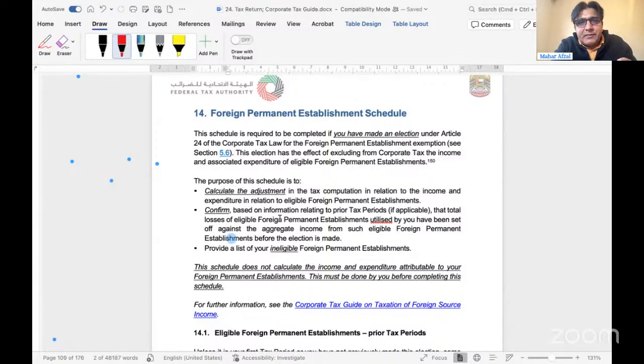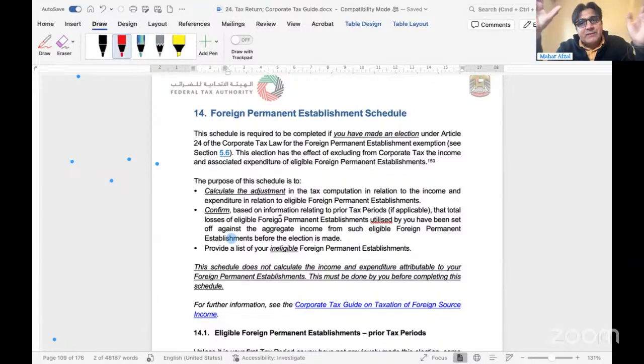Now, in the first year you have adjusted the losses, and in the second year you want to claim the exemption, that you will not be considering the income and expenses of the foreign PE. The law says no, you can't do this. Unless those losses have been offset, you will not be able to claim the foreign PE exemption. I am repeating, if you have already adjusted the losses, you cannot claim the foreign PE exemption unless those losses have been utilized in the future. Then you will be able to claim the foreign PE exemption.